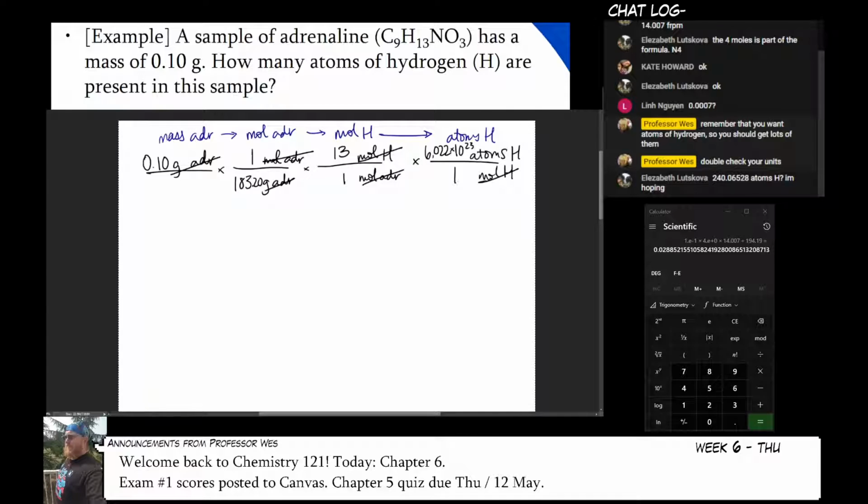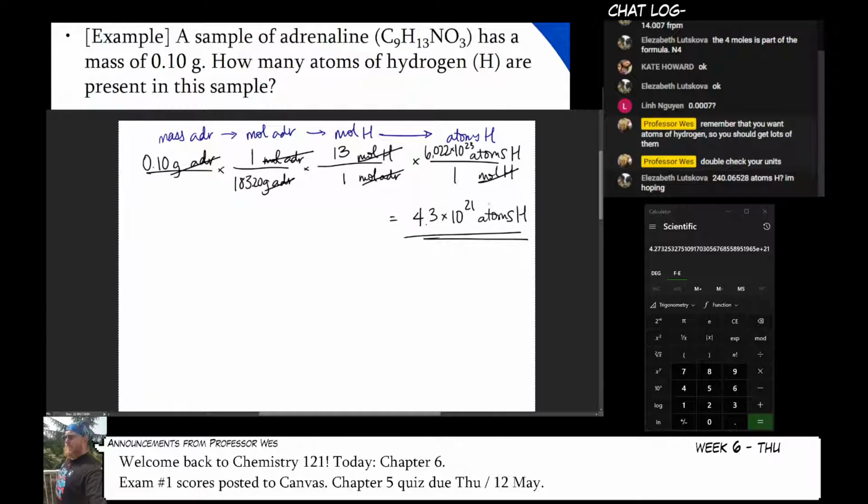So let's type that all in the calculator. 0.10 times 13 times Avogadro's number divided by 183.20. And I get a ginormous number. There we go. 4.27, looks like 4.3, times 10 to the 21 atoms of hydrogen. Lots and lots and lots of atoms.